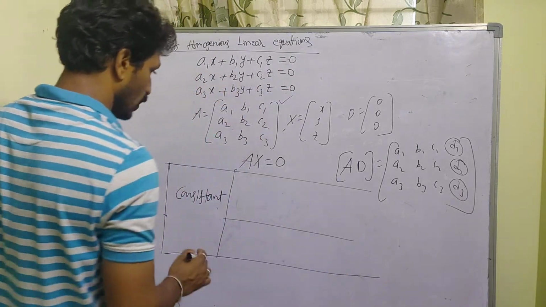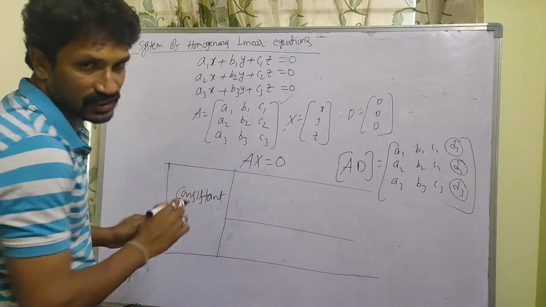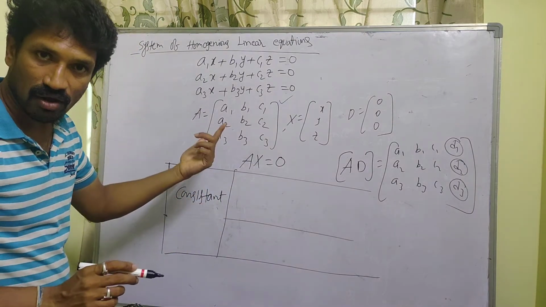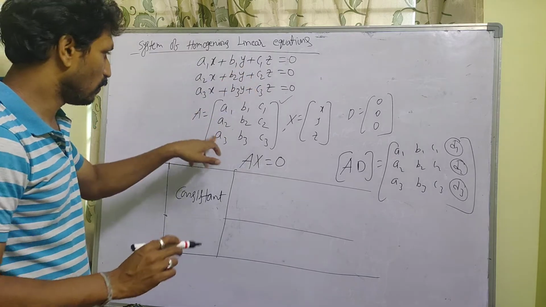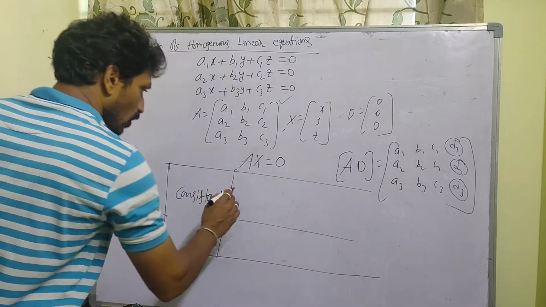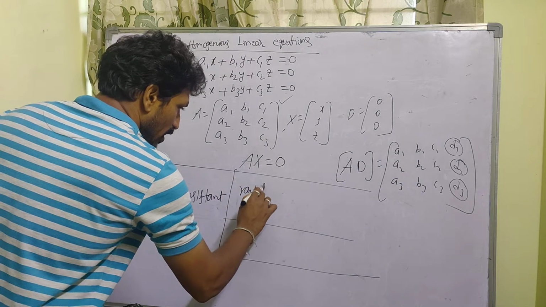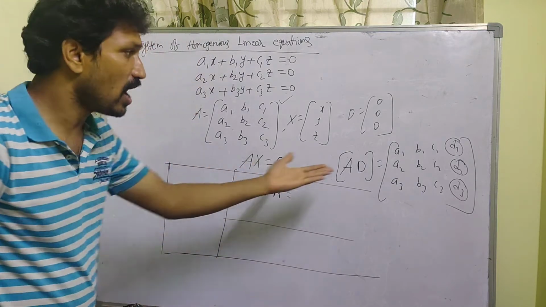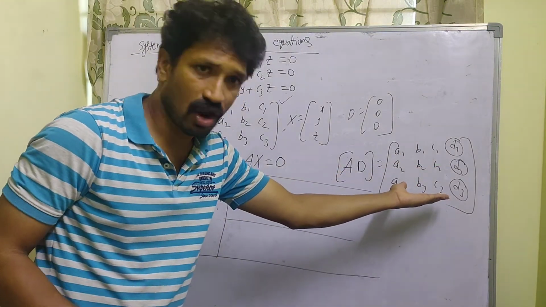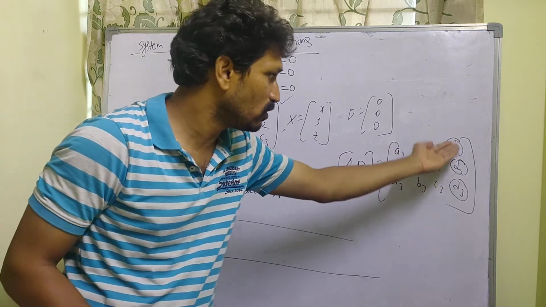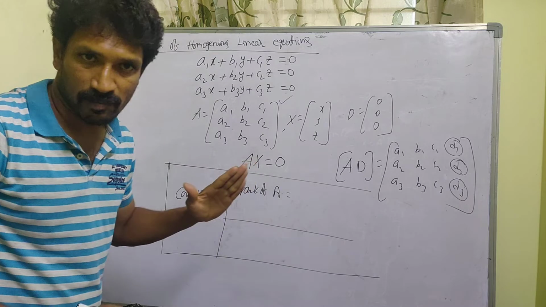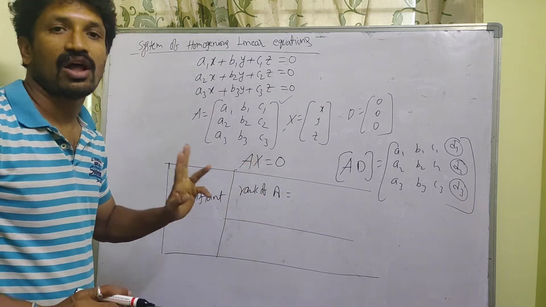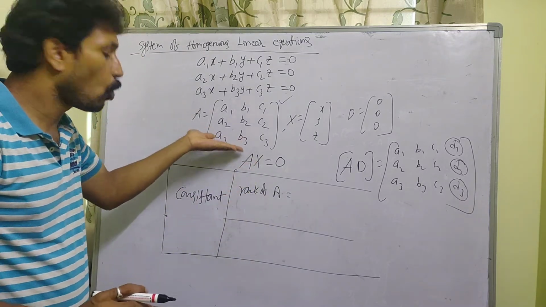Okay, here rank of A is equal to rank of AD is equal to 3, because here it is a 3 by 3 matrix. Here also rank of A is equal to rank of AD. The augmented matrix is not formed, because all these entries are zeros only. So it does not depend upon the augmented matrix. You just take rank of A only.